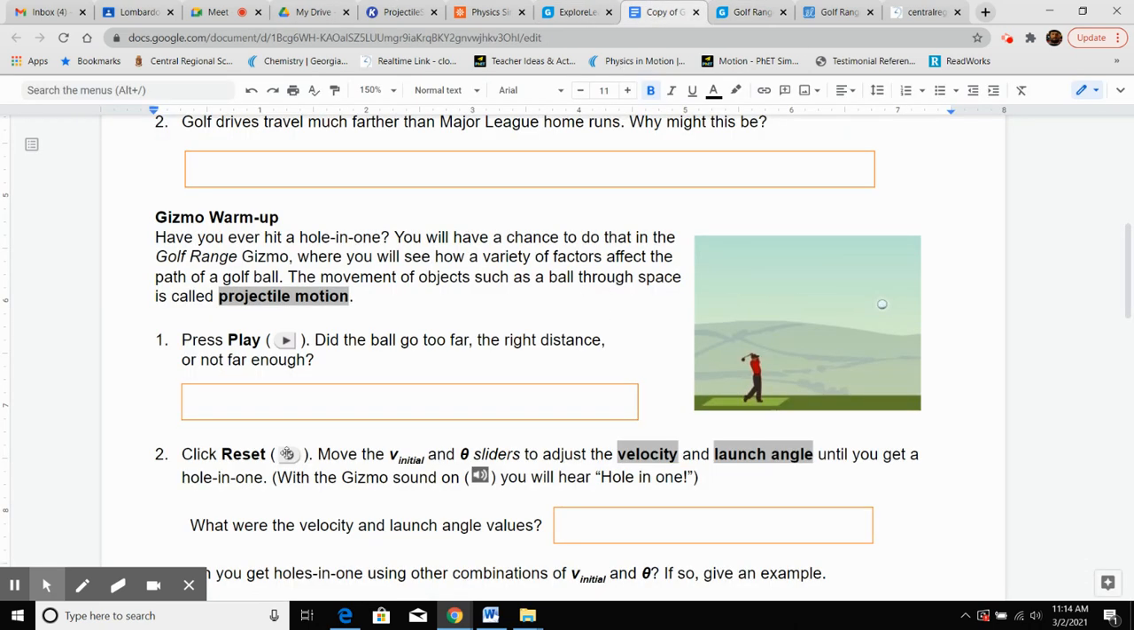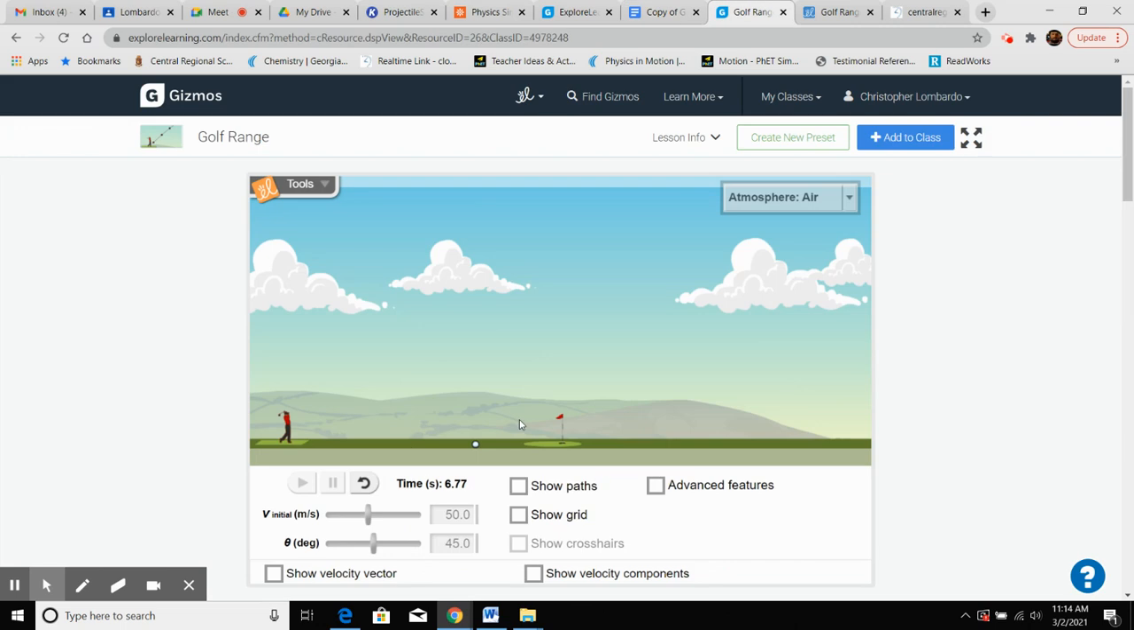Now it says click the reset button and move the initial velocity sliders and the angle sliders. So we can adjust the velocity and launch angle until you get a hole-in-one. What you are going to do is change the velocity and or angle in order to get yourself a hole-in-one, and whatever values you get, you're going to write down.